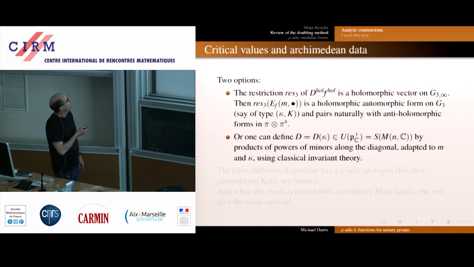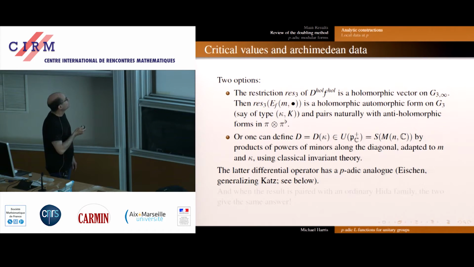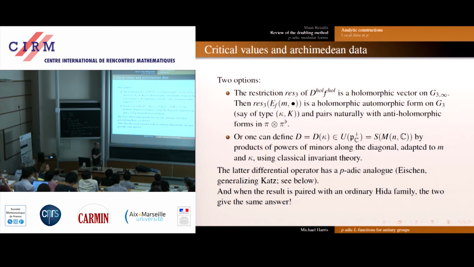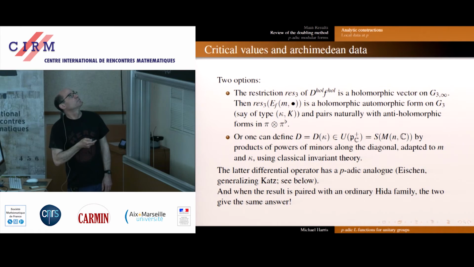Specifically, I'll write it down. Powers of minors along the diagonal. And this is classical invariant theory. And this is what Ellen Eischen did. And so what's very convenient is that even though you have the two choices, either choice gives you the same answer when you pair with an ordinary Hecke family. So that's one of the technicalities. It's a 120-page paper, there are many technicalities, and these are some of the technicalities that haven't been completely written down.